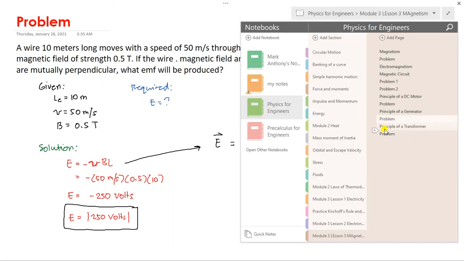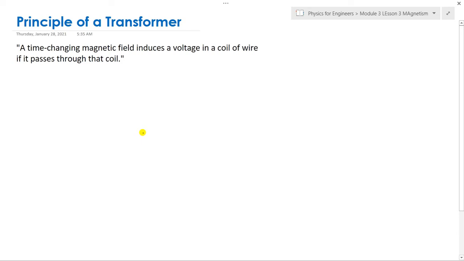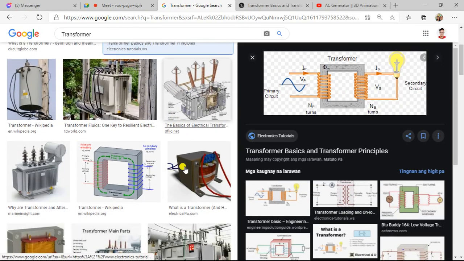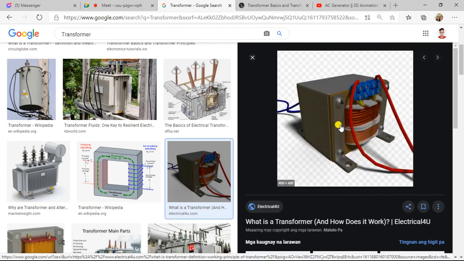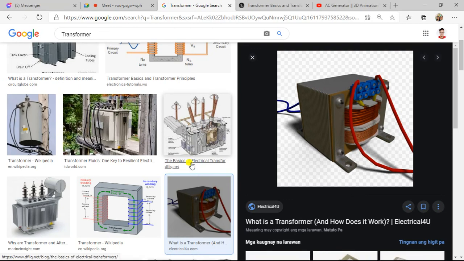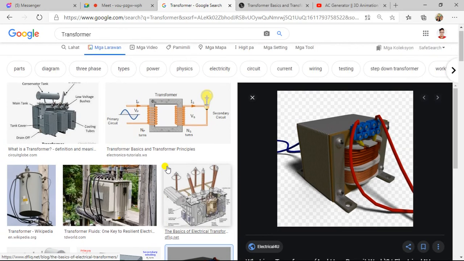Okay, so let's proceed to the last topic for this module on magnetism. Since we have applied electromagnetism, we can also apply it to the transformer. Are you familiar with a transformer? Have you seen one? If you searched for a transformer, it looks like this. This one is already taken apart.